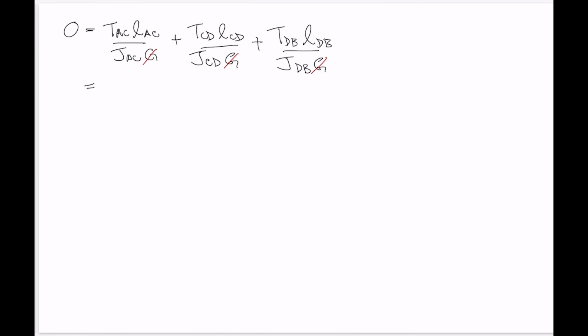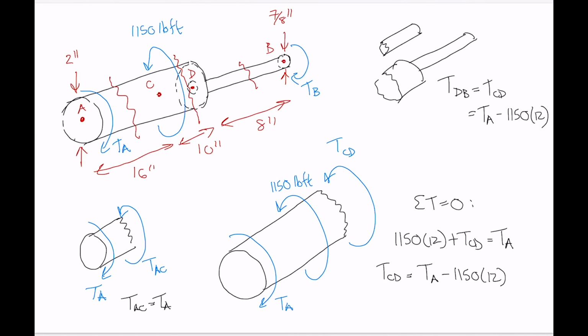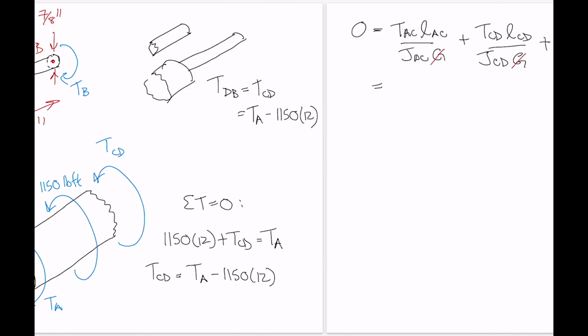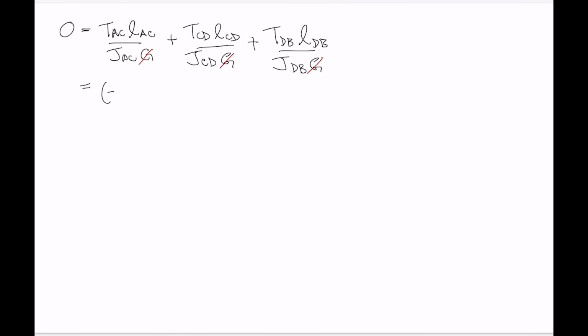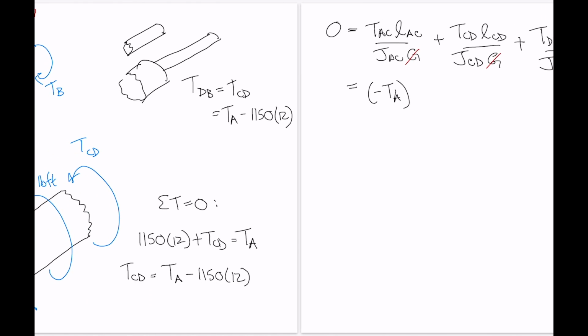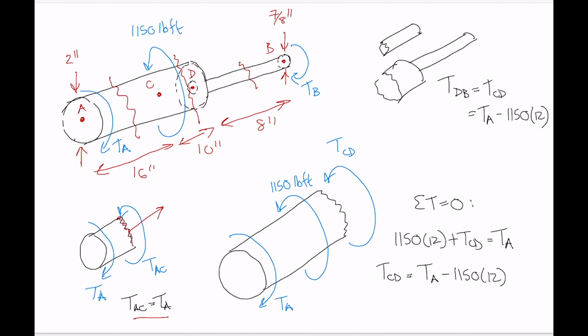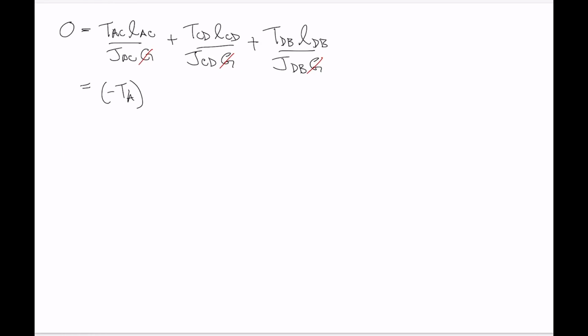So we've got TAC. So remember, when you're filling in these internal torques, you need to be using the right-hand rule to figure out whether they're positive or negative. So you look at your section cut and orient your thumb so it's pointing out of that section cut, and then your fingers of your right hand curl in the direction of a positive internal torque. Now, TAC is going in the opposite direction, so that means it has to go in as a negative. So instead of putting TA in the equation, we have to put negative TA in our equation there. So we've got minus TA, and then the length of segment AC, which was 16 inches. So we've got 16 in here divided by J, pi over 2.